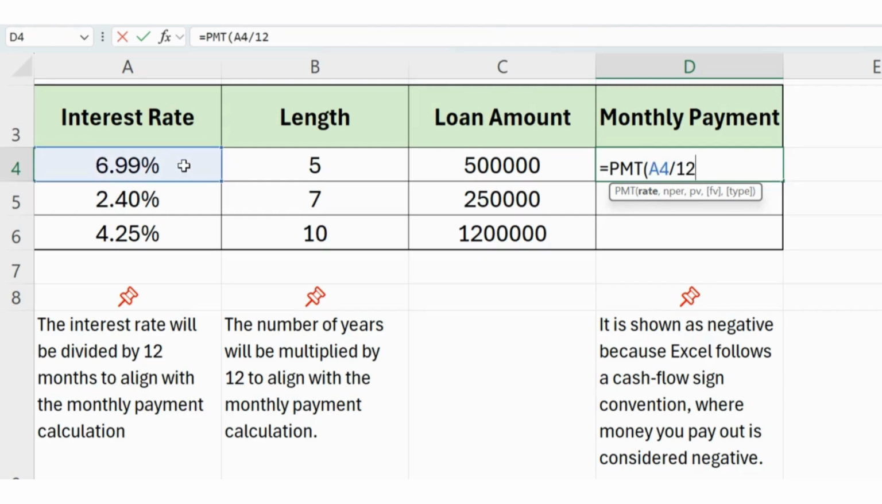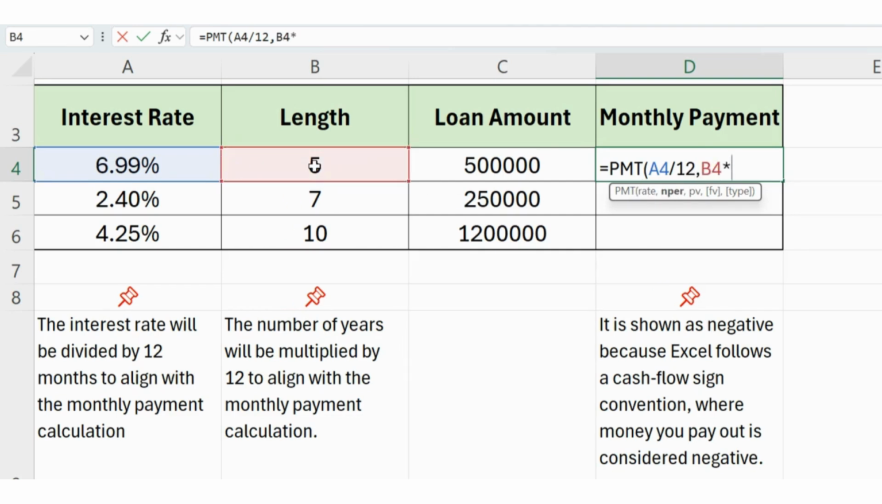For monthly payments, you need to divide the annual interest rate by 12 to align with the monthly payment calculation, because Excel needs the interest rate to match the payment period, and then multiply the number of years by 12 to get the total months, ensuring the number of payment periods also matches the monthly schedule.